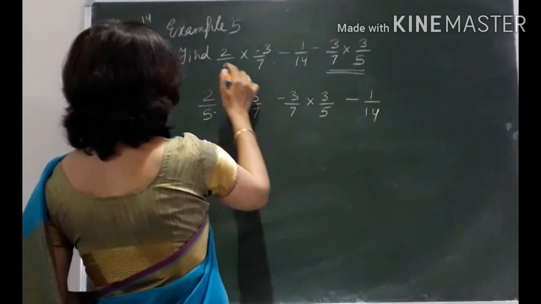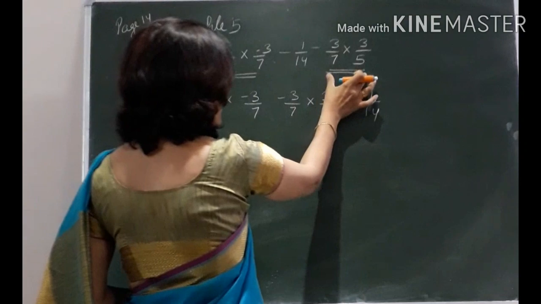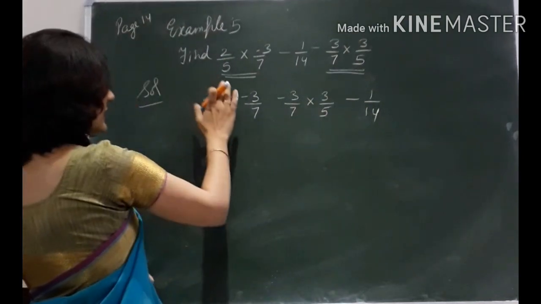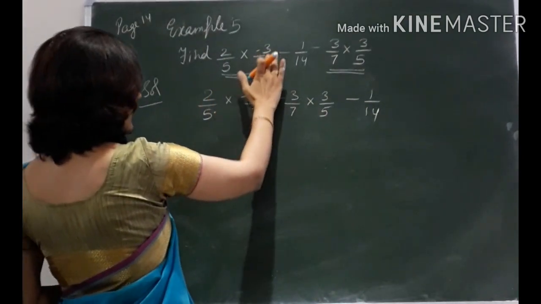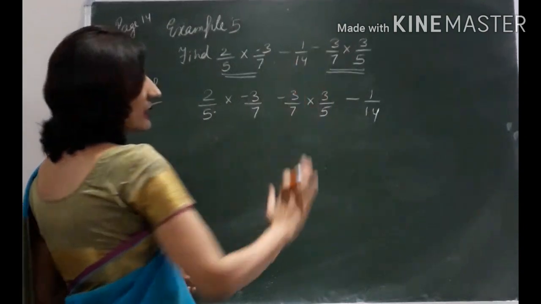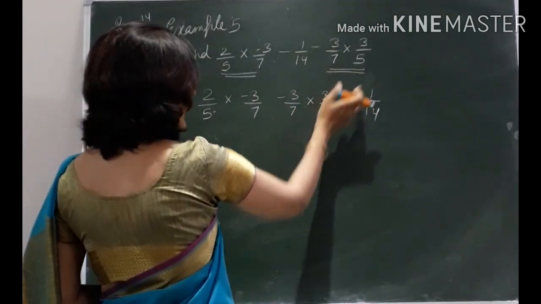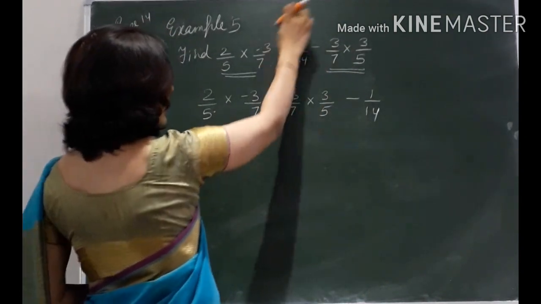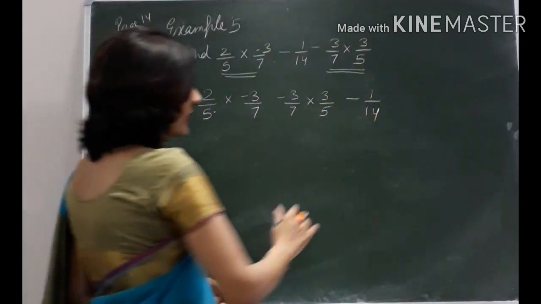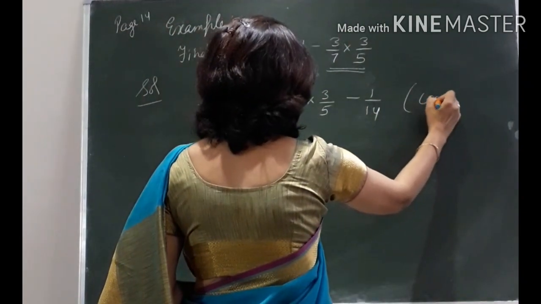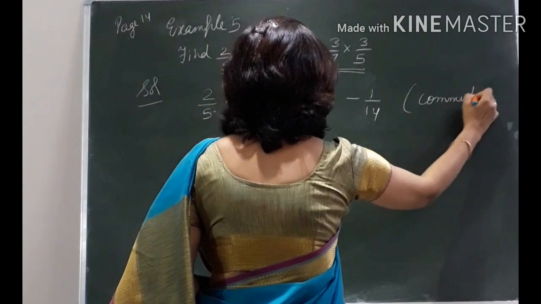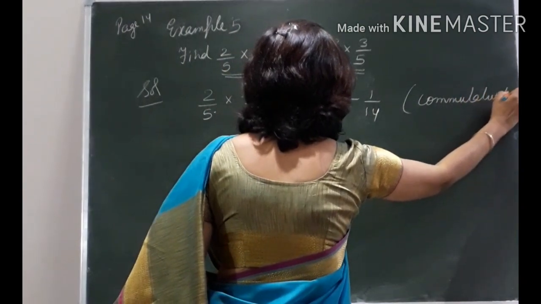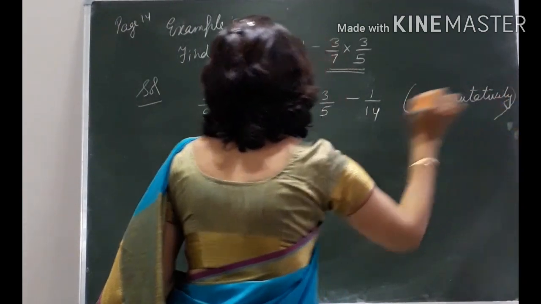What I have done, see these two are in multiplication, these two are in multiplication. Which rational number is repeated? I can see minus 3 by 7, minus 3 by 7. So these two I have shifted here, and this minus 1 by 14 I have taken at the end. So which property I have used here? I have used here commutativity. So I will write here in bracket commutative property.